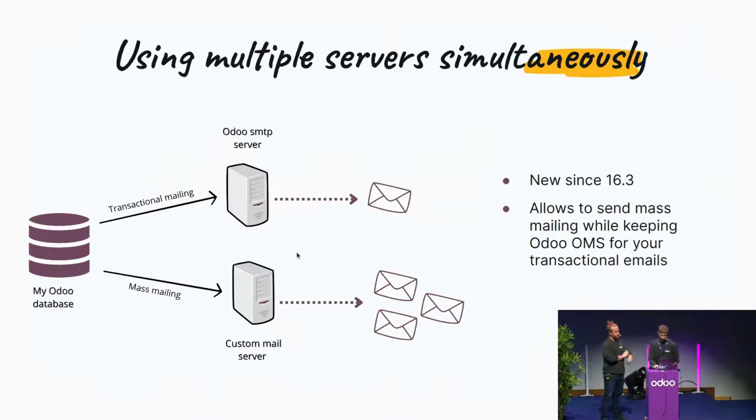So thank you, Baptiste. Now what I want to show you is the configuration we told you about just before. It's a configuration where you will be able to have your custom mail server, here in our case Mailjet, that will be used for your mass mailing, so mainly the email marketing app. And then on the other side, you will have all your transactional mailing sent with your Odoo default mail server.